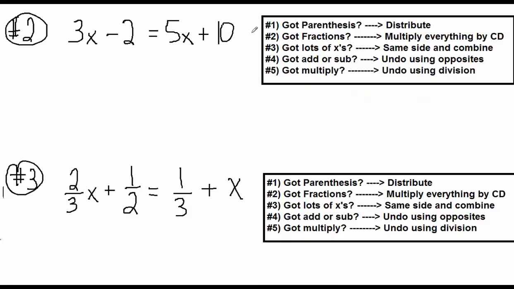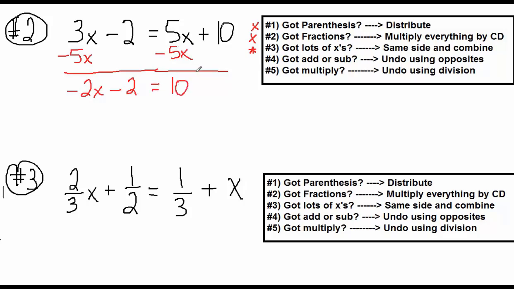Again, going down the 5 gots. Got parentheses? No. Got fractions? No. Got lots of x's? Ooh, we do. We've got x's on the left and the right side. You could go to either side. You go to the left or to the right. I'm going to go ahead and go to the left. I don't know why. I'm just feeling like going. I'm left-handed, so I just always go to the left. But if you went to the right, that's fine. 3x minus 5x, that's negative 2x. Minus 2. Notice that the 5x's cancel out. I'm just left with 10. Okay, so I same-sided them, and I combined them.